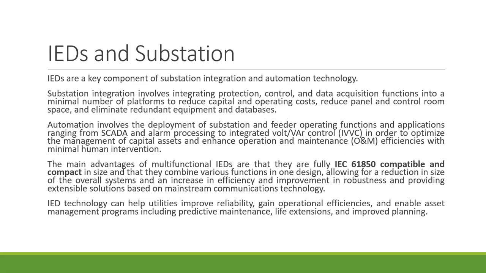When humans are involved, the chances of errors are higher. So when you go for automation, you can enhance operation and maintenance efficiencies. Efficiency increases when there is less error, so there will be minimal human intervention. When you go with automation of substation, it involves deployment of substation and feeder functions along with SCADA.